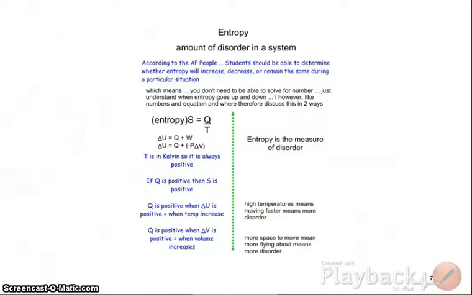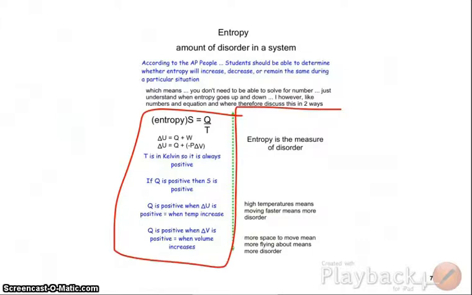Now, according to the AP people, so your AP objectives, you should be able to determine whether the entropy will increase, decrease, or remain the same during a particular situation. So you don't actually need to know the math behind it. You need to know the concept. However, the math a lot of times helps you support the concept. So I'm going to show you two ways to figure it out. One, math, the other, concept. And you can remember it however you find it easiest.